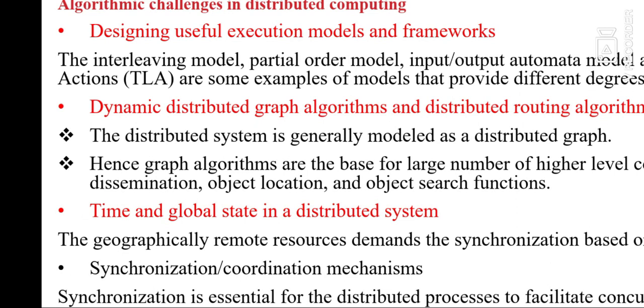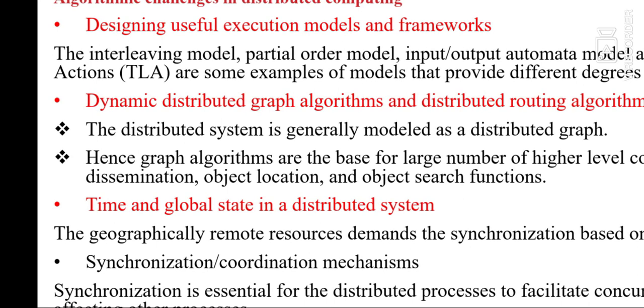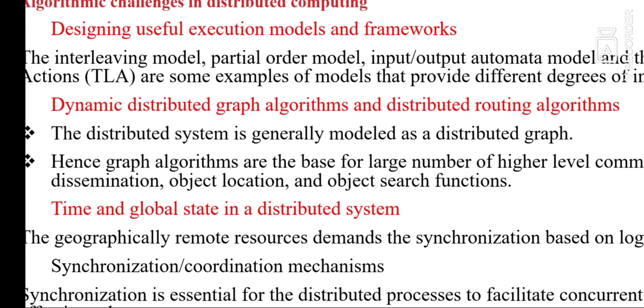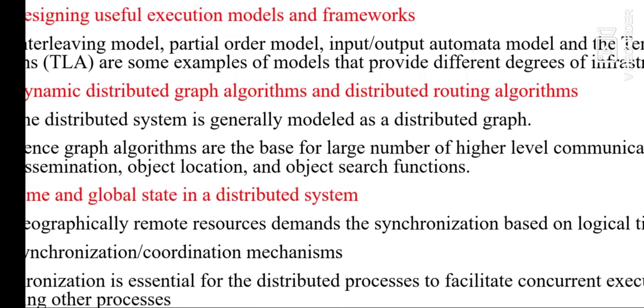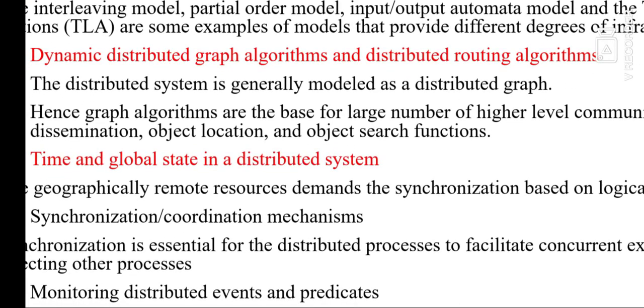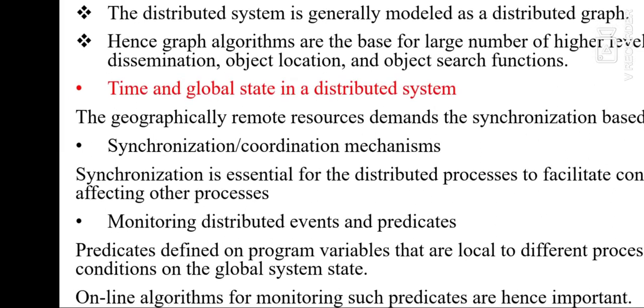Then the second challenge is dynamic distributed graph algorithms and distributed routing algorithms. Usually the network is modeled as a graph. Similarly, a distributed system is also modeled as a distributed graph. So we need graph-based algorithms in order to locate the object, in order to disseminate the object, and for searching the object, we need to devise distributed graph algorithms.